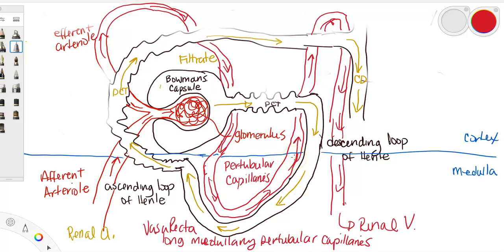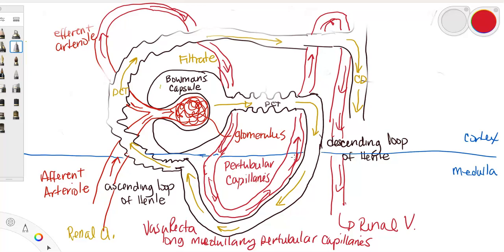Yeah, so that's basically how the blood flows through there, and you can see where the paratubular capillaries are. You can see the proximal convoluted tubule there. So a lot of reabsorption occurs there, and a lot of the stuff that's filtered out is reabsorbed back into the blood through these paratubular capillaries that are wrapped around the proximal convoluted tubule and then the descending and ascending loops of Henle.